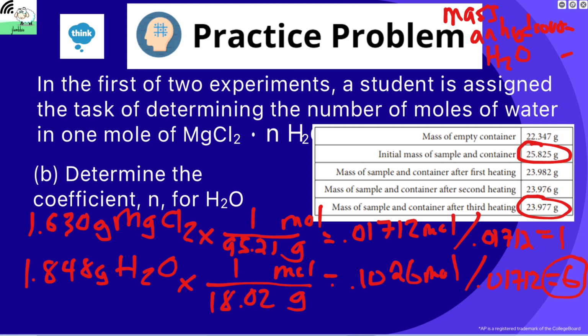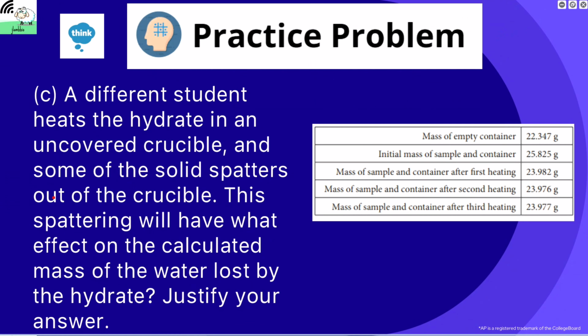I think we have one more problem associated with this bit of information. A student heats the hydrate in a crucible that is uncovered, and some of the solid splatters out of the crucible. This splattering will have what effect on the calculated mass of water lost by the hydrate, and justify your answer. With these justify-your-answer questions, I'm probably not going to justify them fully with my writing, but rather with the verbal information I'm going to provide, simply because I just don't have the space and my handwriting is terrible.